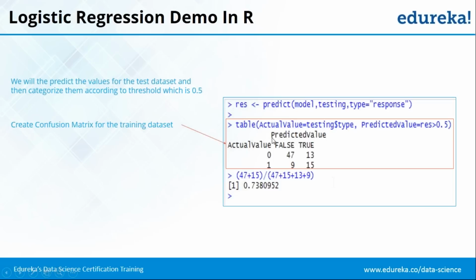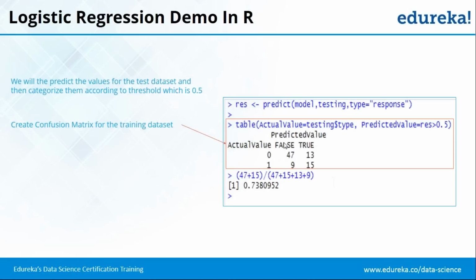So my confusion matrix is something like this. This is my actual value and this is my predicted value. Actual values are what is there in my data set, and my predicted value is what has been predicted by the model. In my actual value, my data set had values 0 and 1, so my type could be either 0 or 1. My predicted value has either false or true. False means he is not diabetic, that is 0, and true means he's diabetic, that means 1.